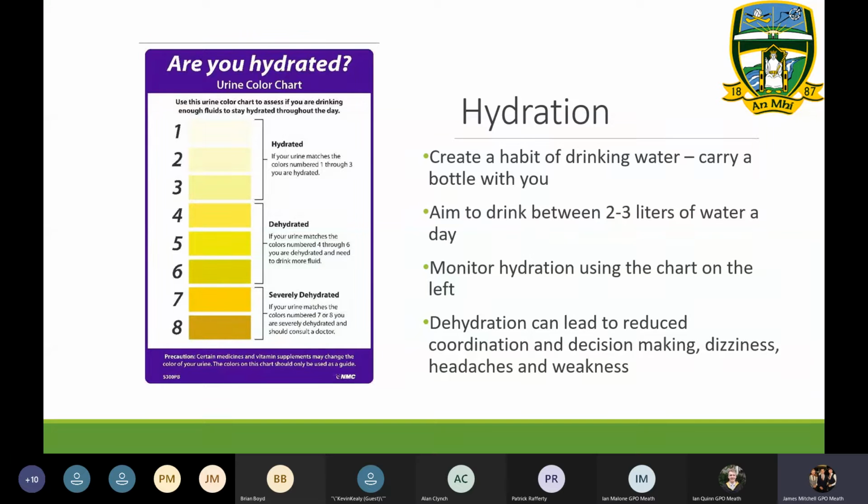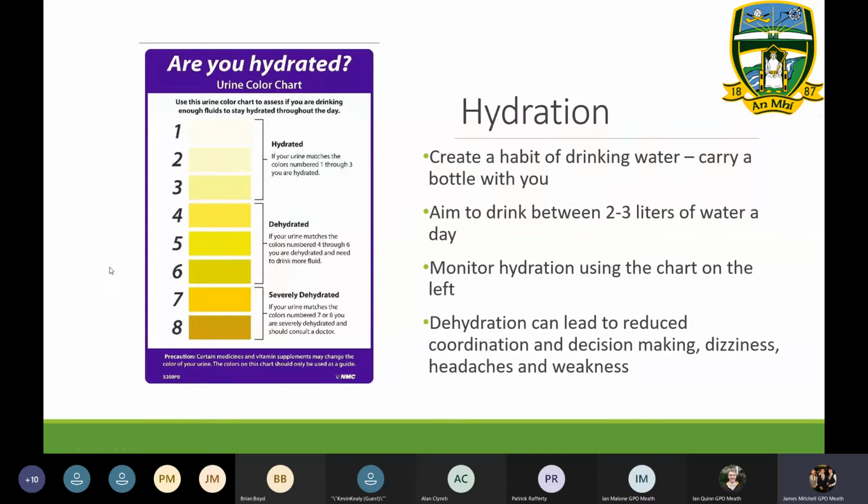What I have here is a way to monitor hydration. Look at the chart on the left. That simply is a urine color chart. Probably most of you have seen it before, and you probably know it yourself. If you have a urine color of 8, 7, 6, even 5, you know yourself that you're quite dehydrated.